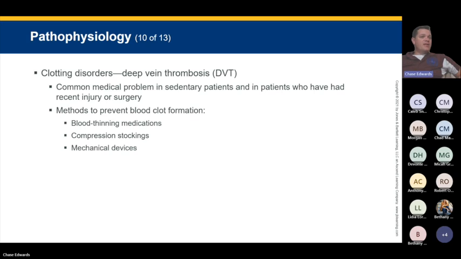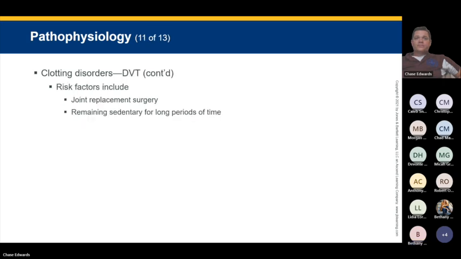Some of the methods we have to prevent blood clots from forming are blood thinning medications, compression stockings, and mechanical devices. Some other risk factors: if they've had a recent joint replacement and complain of leg swelling, that could be DVTs. And that DVT can move. Once it moves, it can become a problem, an embolus, right? And anybody that's sedentary for long periods of time can have this issue too.